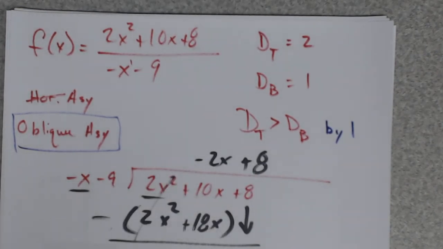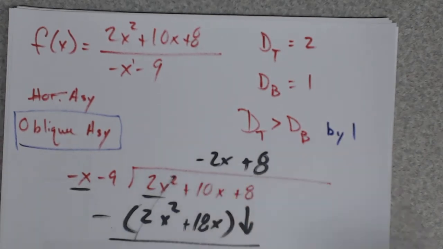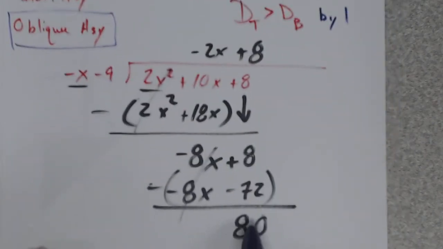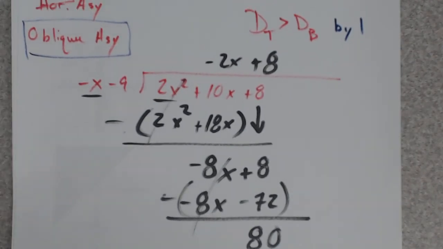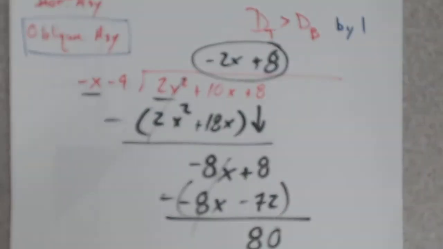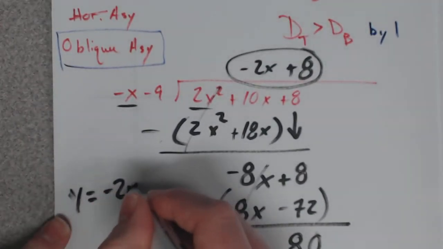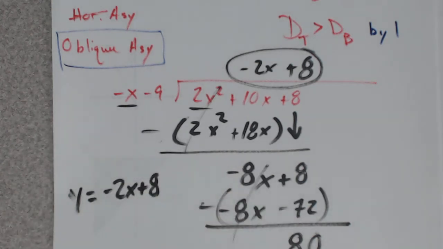We go through here, and when it's different by 1, you're going to wind up with this linear answer here. You don't worry about your remainder. So your answer is this guy right here. This is the oblique asymptote: y equals negative 2x plus 8. So we have an oblique asymptote. It's at an angle.